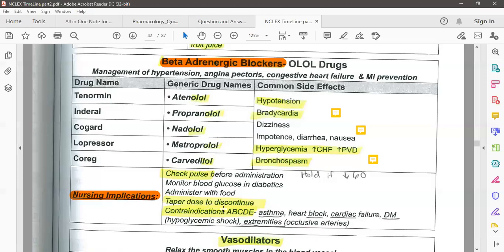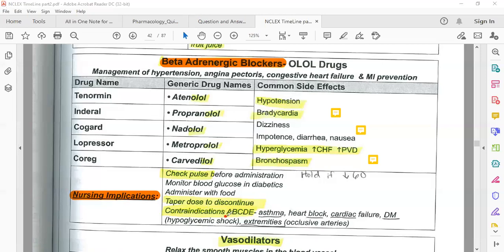For the contraindications, an easy way to remember is A, B, C, D, and E. A stands for asthma, B stands for heart block, C stands for cardiac failure, D stands for diabetes mellitus, and E stands for extremities, which we call peripheral vascular disease or occlusive arteries. So if your patient has asthma, diabetes mellitus, a history of heart failure or cardiac failure, or a history of peripheral vascular disease, we never ever give a beta blocker.